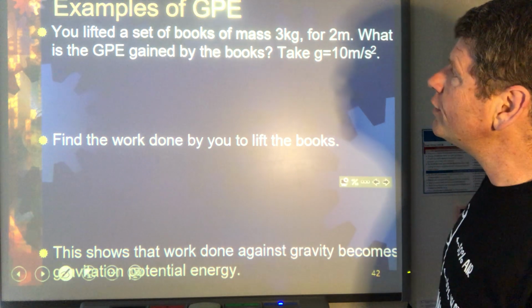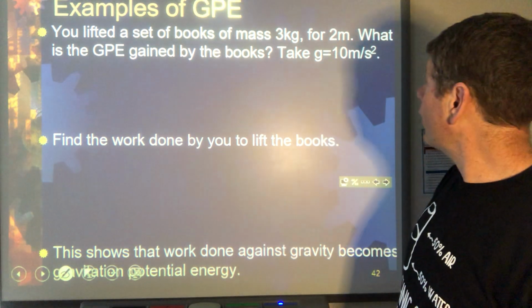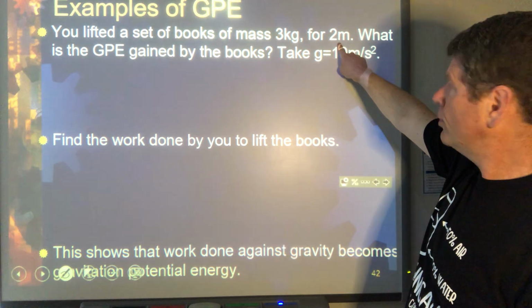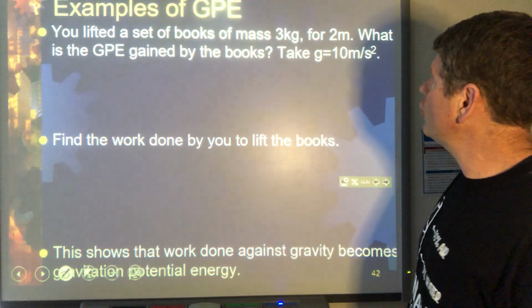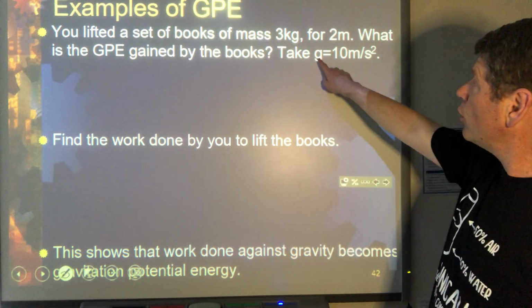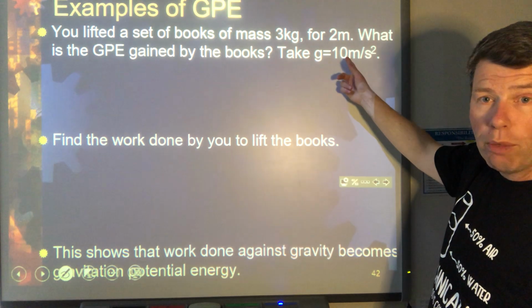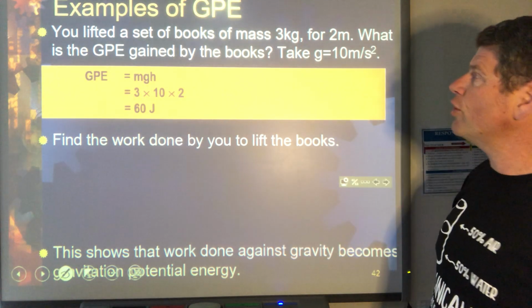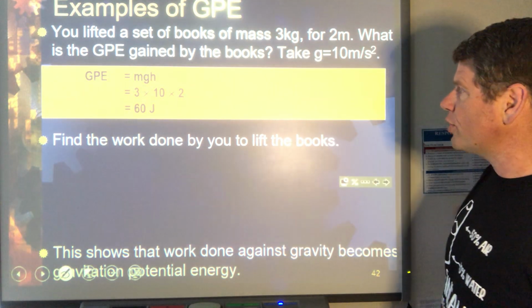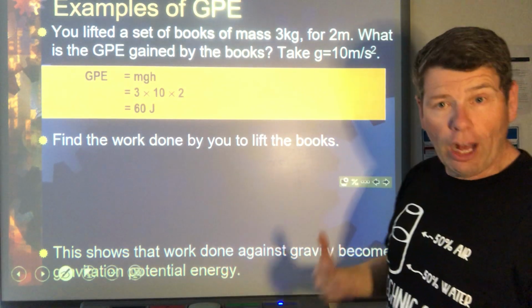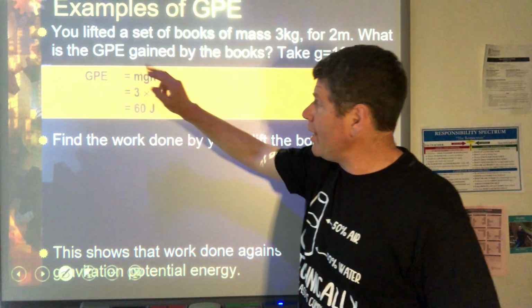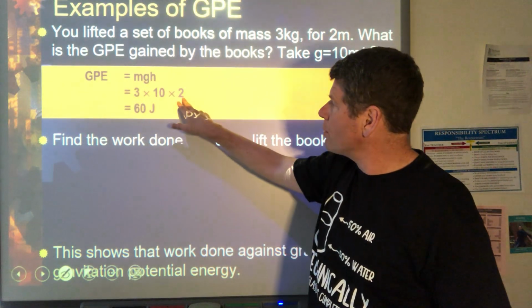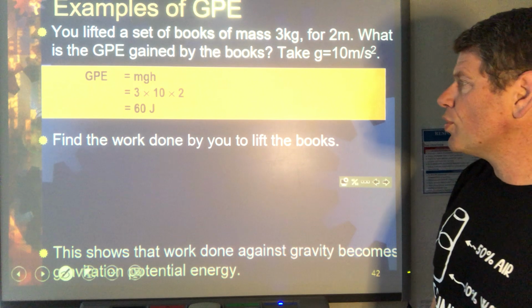Let's say you lifted a set of books which had a mass of 3 kilograms, and you lifted it a height of 2 meters. What is the gravitational potential energy gained by the books? Again, we're going to assume g is 9.81, or we can round it to 10 perhaps for this question, because our significant digits are not very large. We're just using some whole numbers here. So again, a straightforward algebra question. mgh is our formula. So that's mass of 3 times the constant times the height. We get an answer of 60 joules.